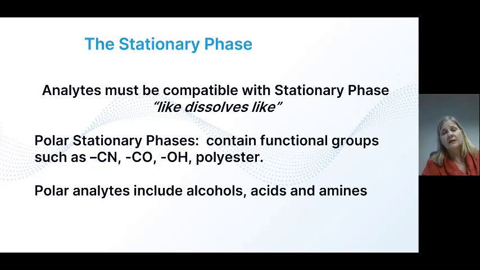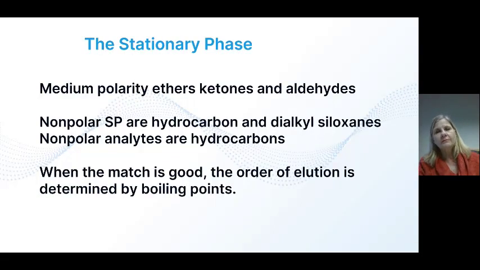So if we choose polar stationary phases, we have functional groups such as cyano or amino, carbonyl or hydroxyls. And the analytes that you will separate would be alcohols, acids, and amides. Then you can have medium polarity stationary phases, which contain ethers, ketones, and aldehydes, or non-polar stationary phases that contain hydrocarbons and dialkyl siloxanes. And for that, you will separate non-polar analytes, such as hydrocarbons.